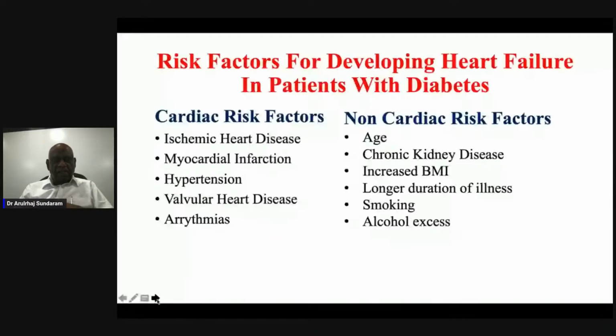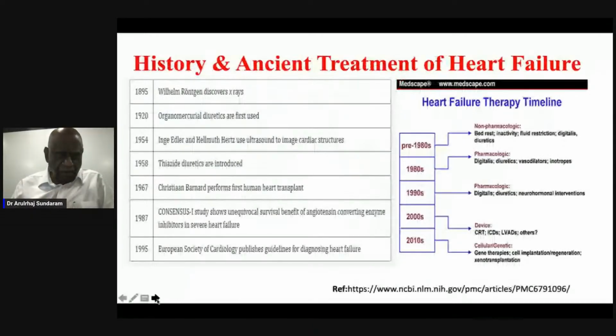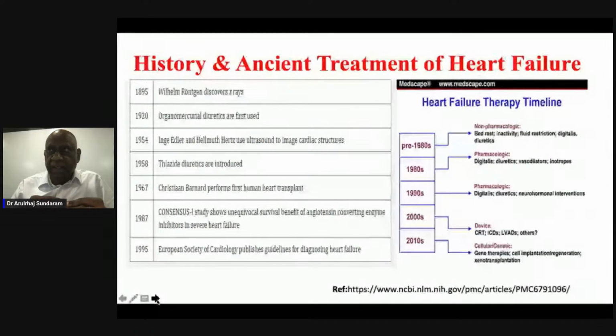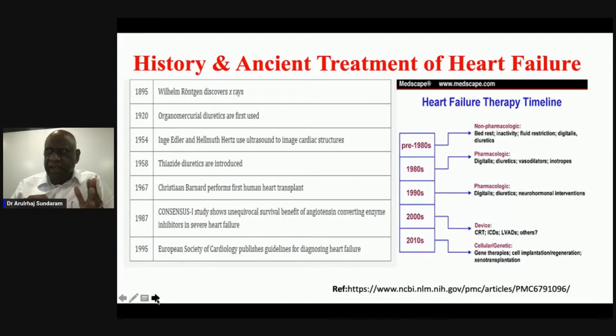And this is the treatment history, how it developed, right from Röntgen describing the X-ray up to the heart transplant by Christiaan Barnard, and now the European Society giving guidelines for management of heart failure. To make it very sharp: before 1980, we did non-pharmacological therapy, bed rest, inactivity, fluid restriction, some digoxin, some diuretics. From 1980 onwards, pharmacological therapy came: digitalis, diuretics, vasodilators, nitroglycerin, inotropes. In 1990, pharmacological neurohumoral interventions started. In 2000, we got devices, cardiac resynchronization therapy or ICD, LV assist device. And in 2010, gene therapies have also come into it.